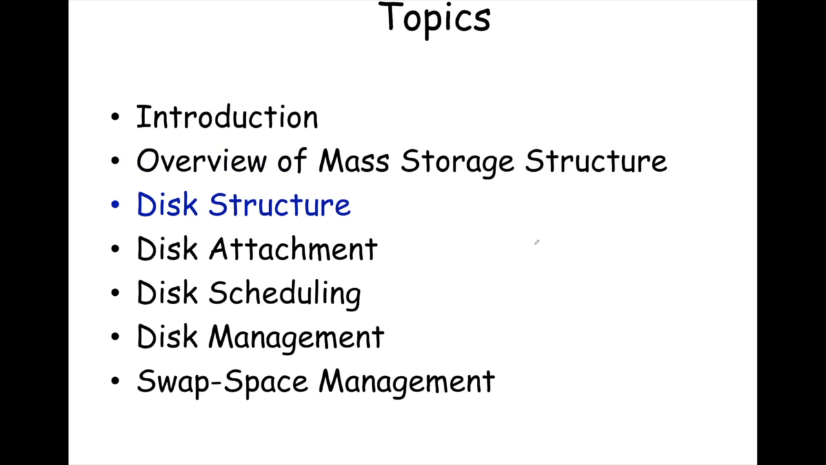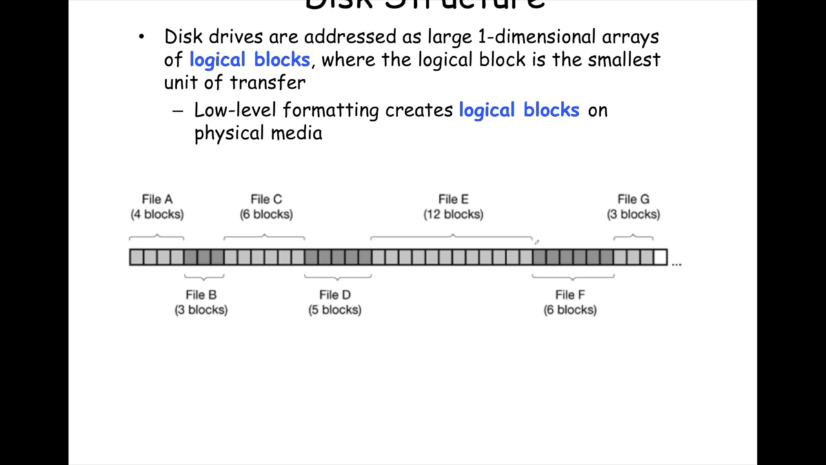So let's take a look at the disk structure. Now, the disk drives are addressed and treated as if you have a one dimensional array of logical blocks. And this array goes on for the size of the number of bytes that are on your hard drive. So if you have 1 terabyte, that's a 1 terabyte contiguous set of bytes in logical blocks.